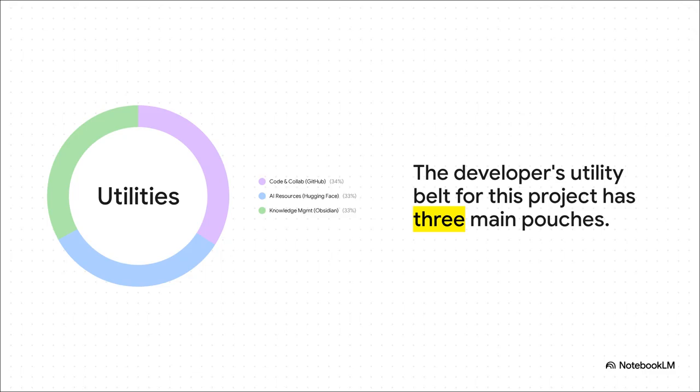And third is a really fascinating choice, Obsidian. It's a note-taking app, but here's the cool part. In this context, it's used as a private local knowledge base for the AI agent to use. It's like giving your agent its own personal library to study from.